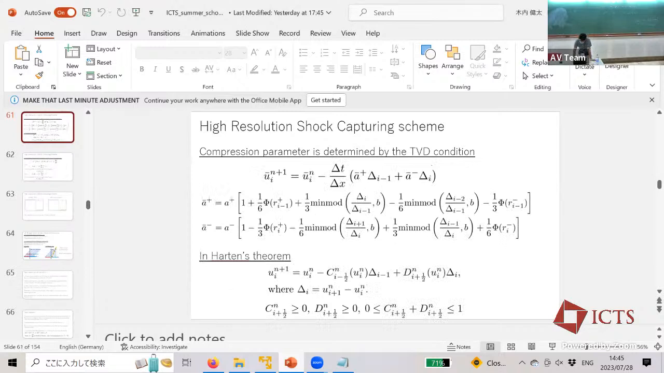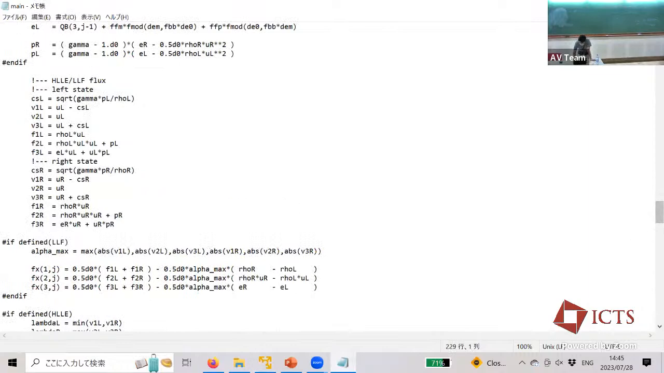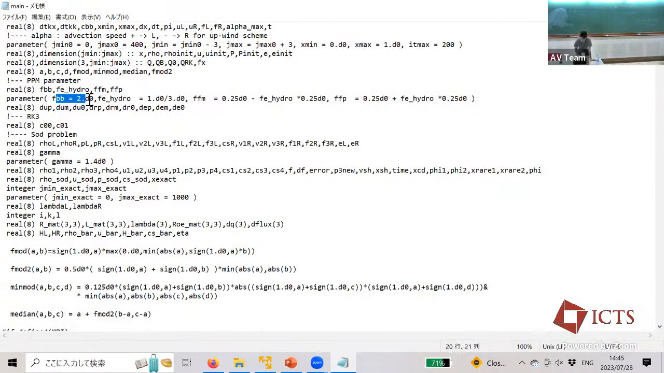We have learned that the compression parameter in the minmod function should be between 1 and 4 in this case. In this example, I specified a relatively conservative value of 2. But you can change this parameter from 1 to 4 and play with it. What's going to happen if you apply a more aggressive value like 4, or a more conservative value like 1? You can check how this parameter choice affects the numerical solutions.